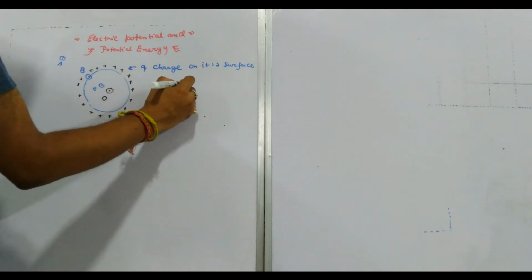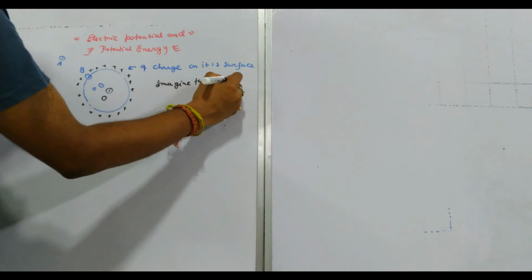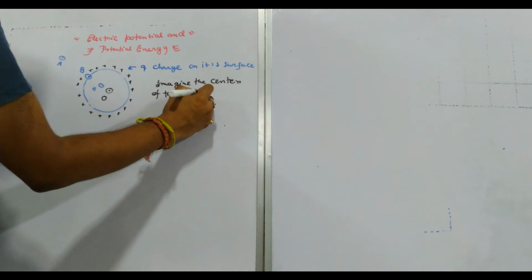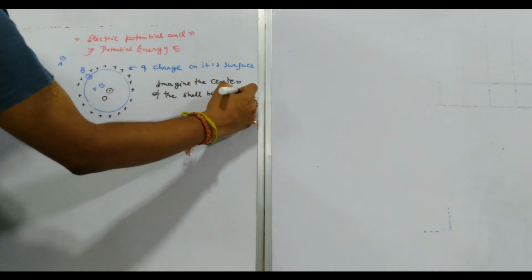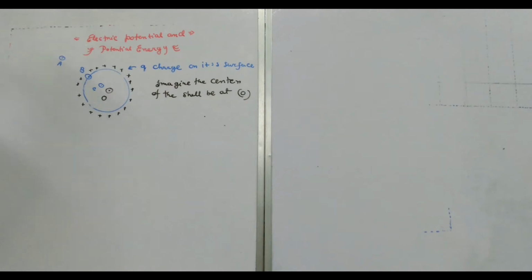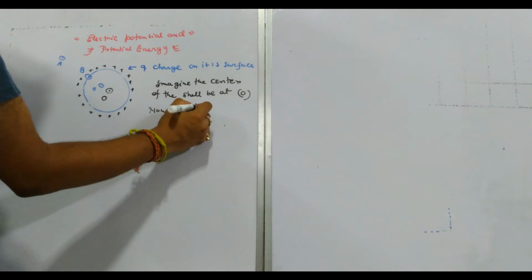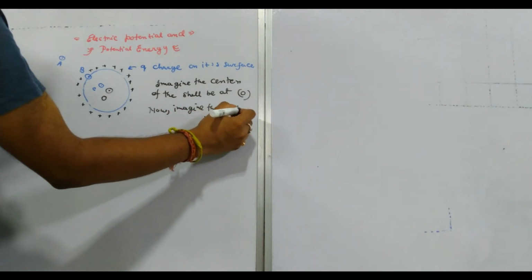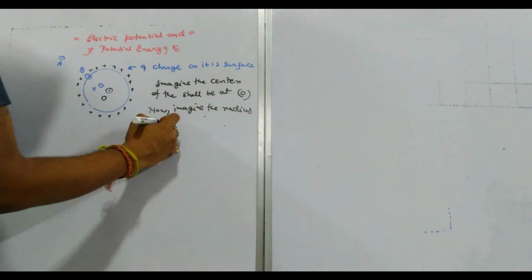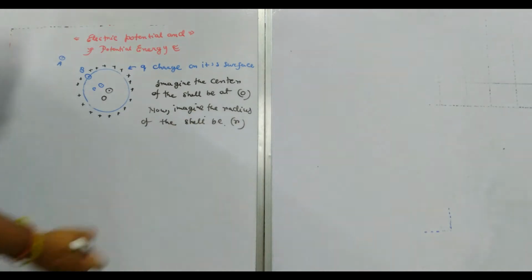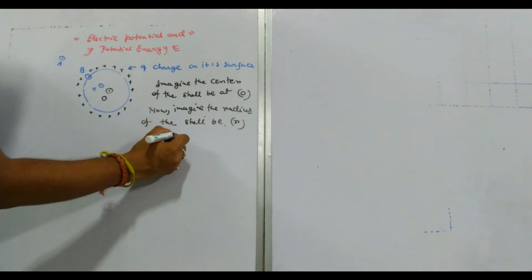And we are thinking for the center. Imagine the center of the shell be at O, right? So we will try to find out the electric potential at 3 different points. Now imagine the radius of the shell be R, so that is nothing but OB equal to R. Clear?